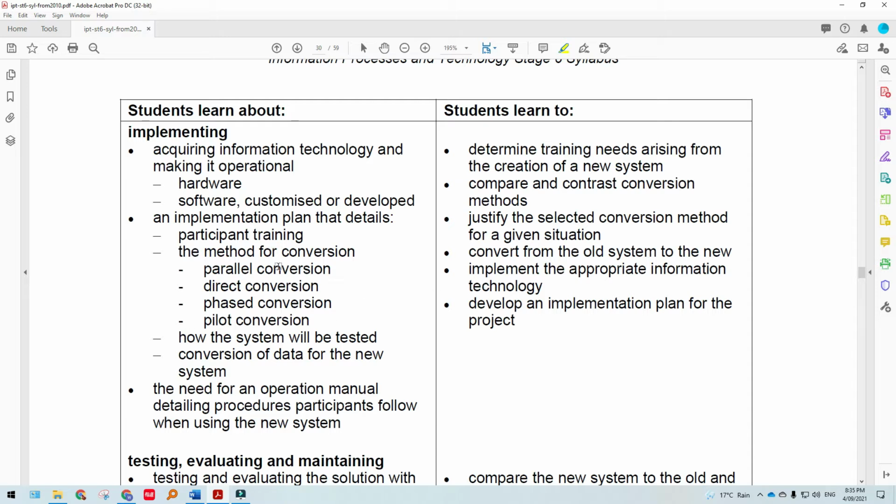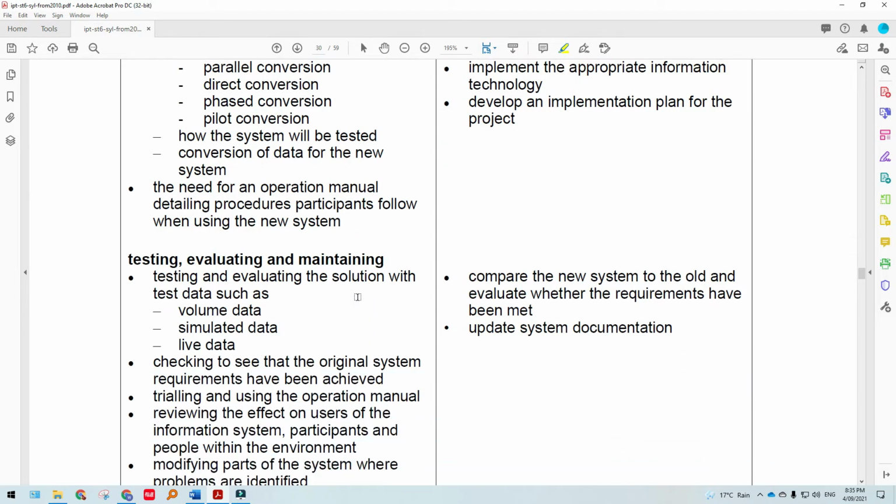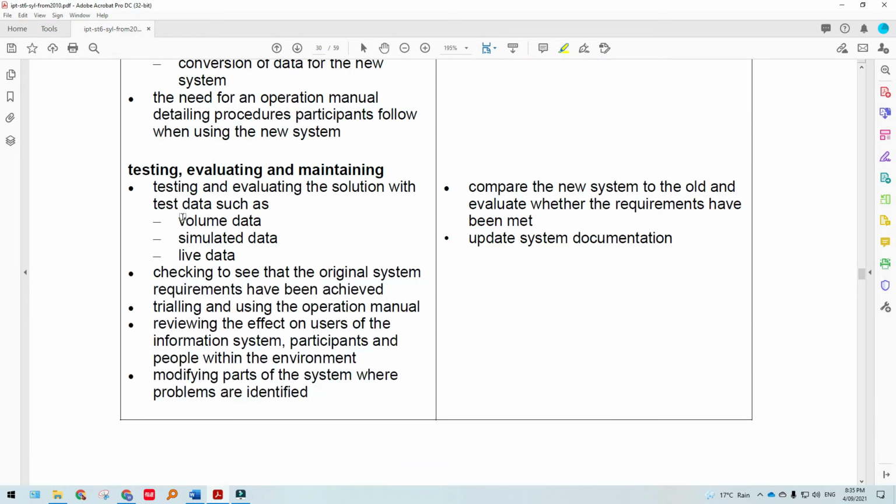Now, all this is pretty important. There's always going to be a question regarding methods of conversion. Testing data: whenever a system needs to be tested, you talk about these 3 things. Volume testing, simulated testing, and live testing. Why it is useful.